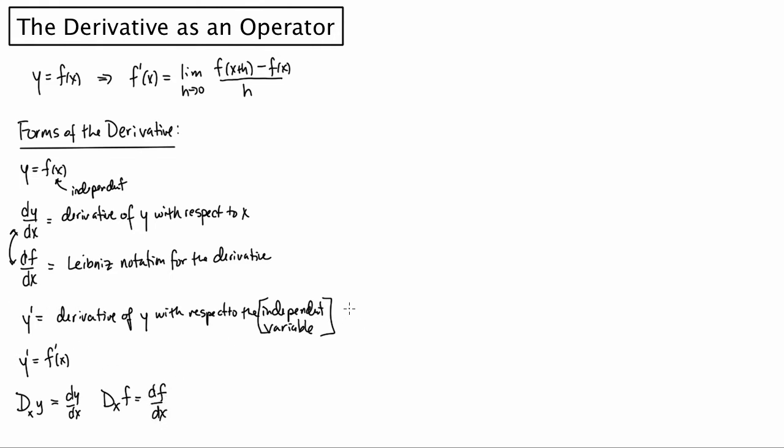The prime notation is Newton's notation. So this is Newton's notation for the derivative.